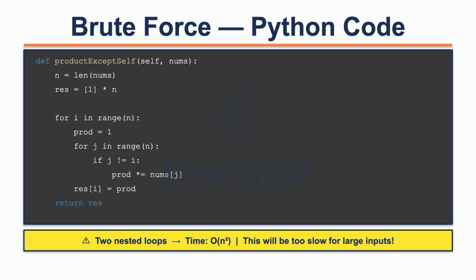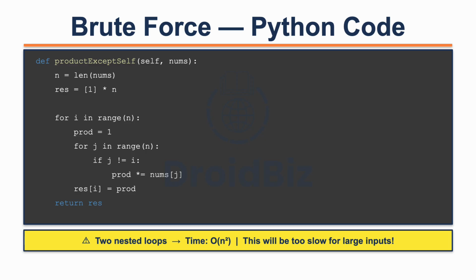Next, we start the outer for loop. For each index i from 0 to n-1, we reset a variable called prod to 1. Inside that outer loop, we run an inner for loop. For each index j from 0 to n-1, we check: if j is not equal to i, we multiply prod by nums at index j. This skips the current element at index i.